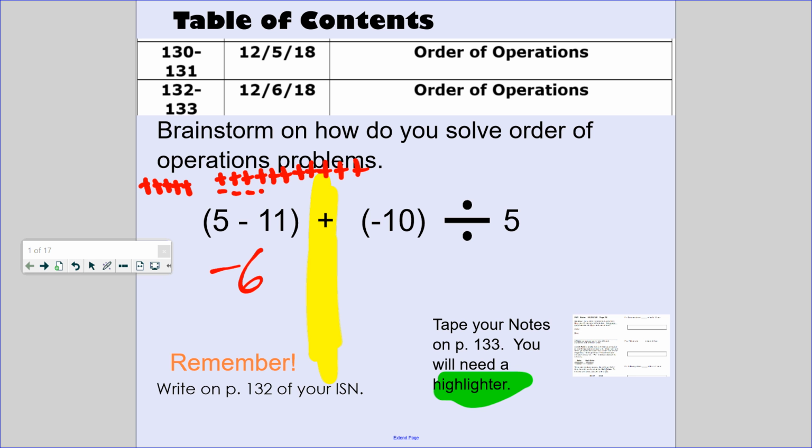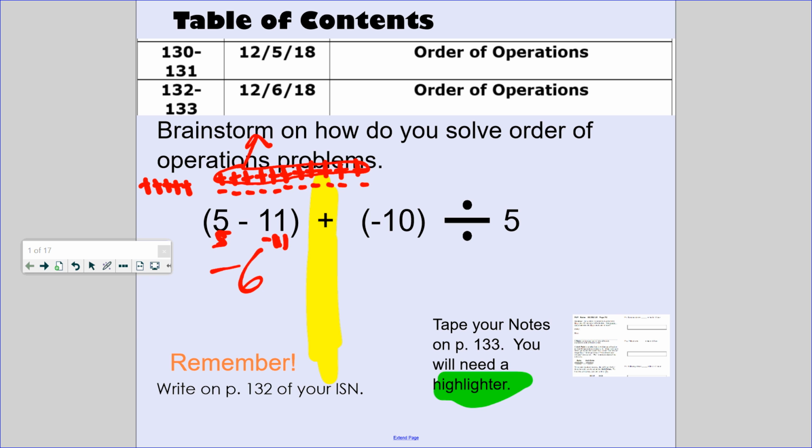I have to draw 11 zero pairs. So I take away these 11 positives. So I see a 5 and a -11. What do I have more of? More positive, more negative? More negatives by 6. So -6 is the answer.